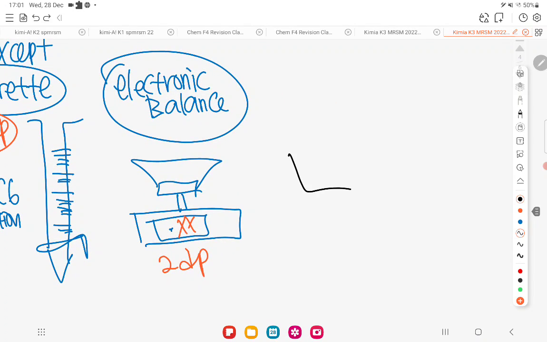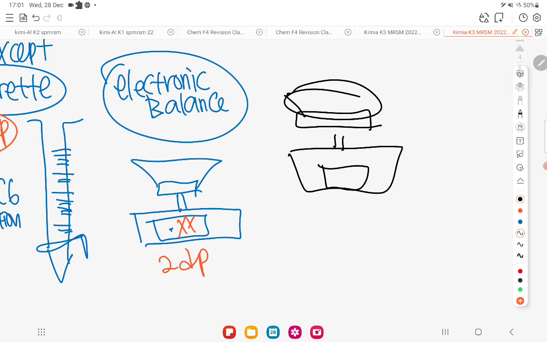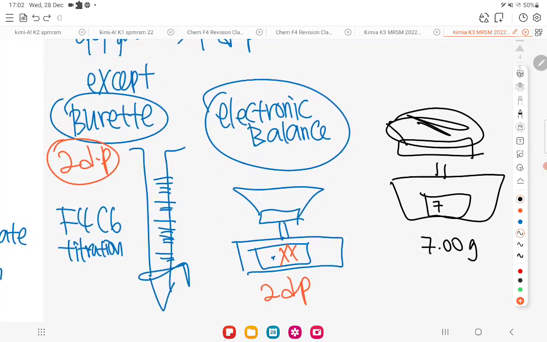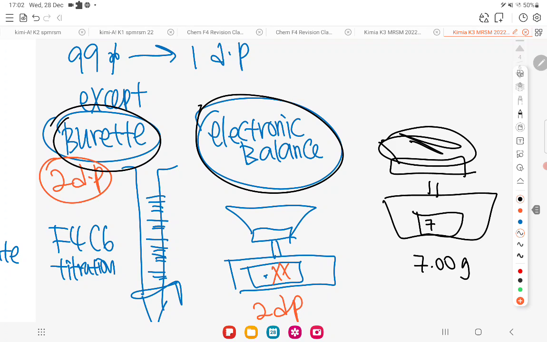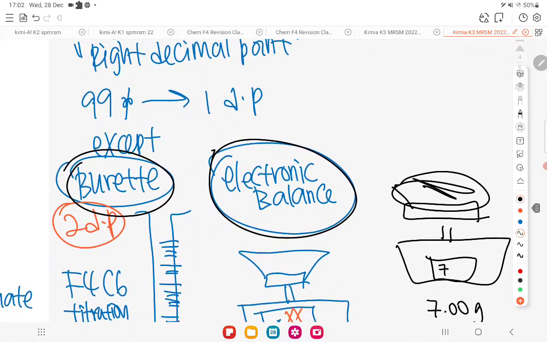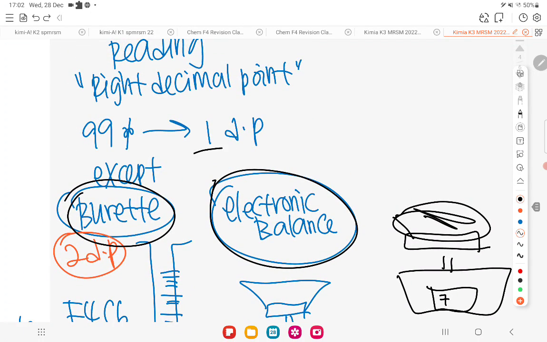For example, if I put something on the electronic balance and I measure, the reading is 7. Don't put 7, it should be 7.00 gram. So you must put 2 decimal points. So for the electronic balance and burette, you have 2 decimal points. Other than that, 99% of the time we put 1 decimal point.